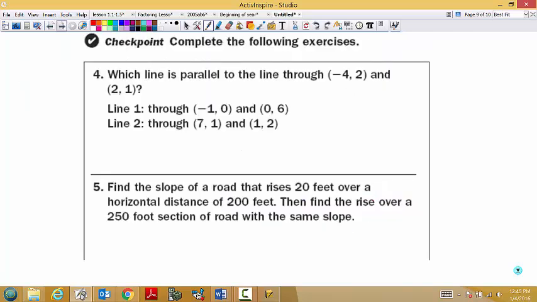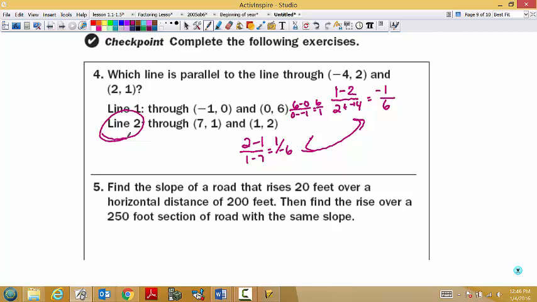And then you can try these. Which line is parallel to the line through -4, 2, and 2, 1? So that'd be 1 minus 2 over 2 minus -4, -1 over 6. So I want the one that's -1 over 6. So this would be 6 minus 0 over 0 minus -1. That's 6 over 1. So that's the perpendicular line. And this one's 1 over -6, which is the same, so it's line 2. Line 1 is perpendicular.